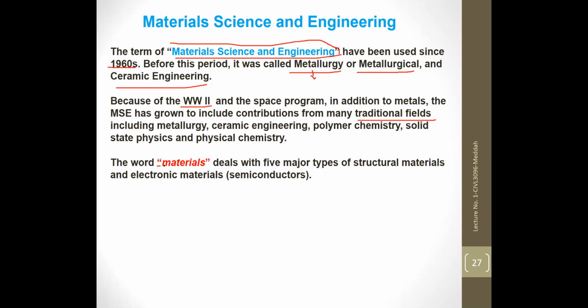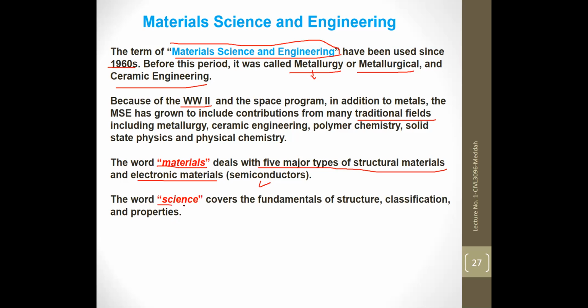When we say materials, usually this word is referring to 5 major types of structural materials. And in addition, of course, to the electronic materials. So these are structural materials because they are used to make different types of structure. This is why we call them structural materials. We will discuss these 5 materials later on. But we also add to that electronic materials, which is, of course, semiconductors. We will discuss these types of materials later on in the coming slides.